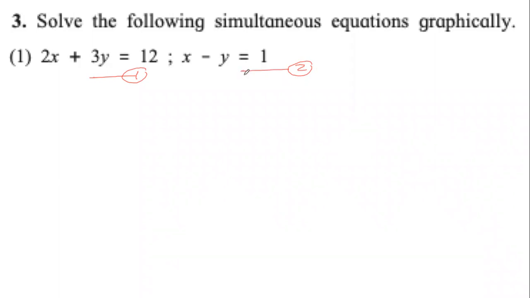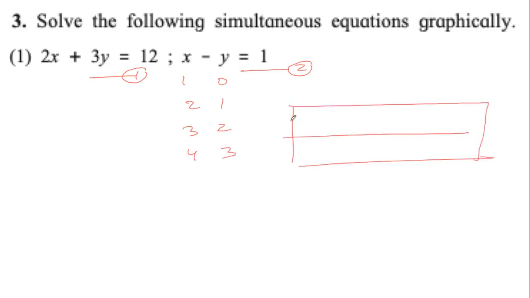Subtracting them, we will get 1. Very easy, no? 1 minus 0 is 1. 2 minus 1 is 1. 3 minus 2 is 1. 4 minus 3 is 1. Enough, done. Here we don't need anything else. We can directly say x, y: 1, 0; 2, 1; 3, 2; 4, 3. Done. It's so easy.